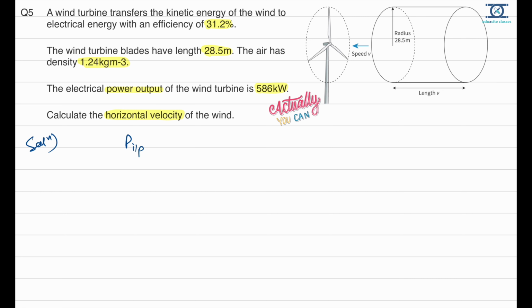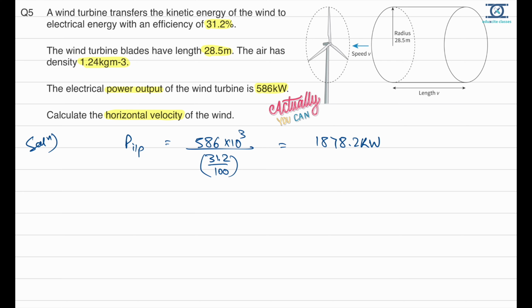Now we know the efficiency formula, it is given in your data booklet. So power input will be power output, which is 586 into 10 raised to power 3 divided by efficiency 31.2 divided by 100. Now if you solve this, you will get 1878.2 kilowatt. I have already done the calculation. You can check in your calculator.